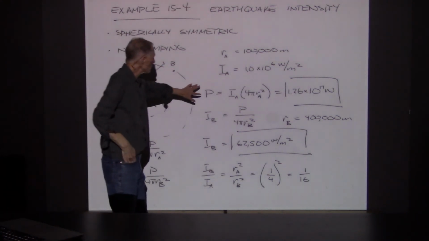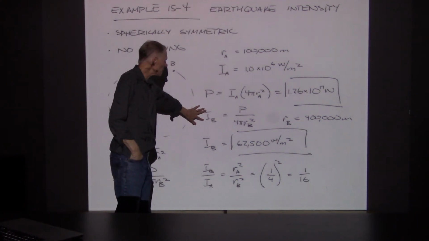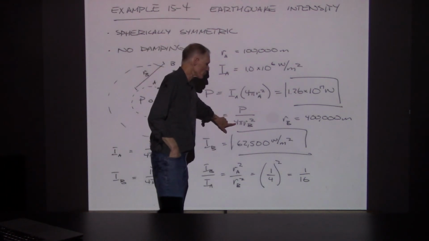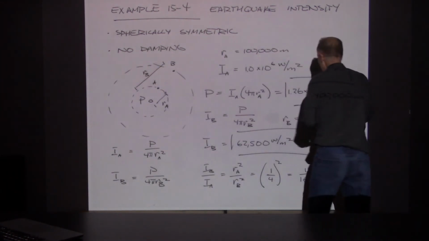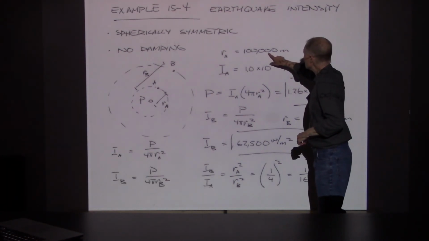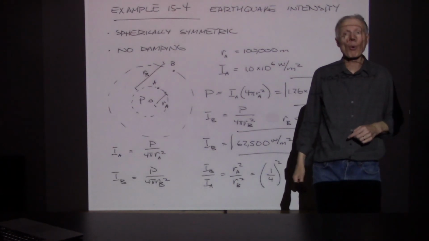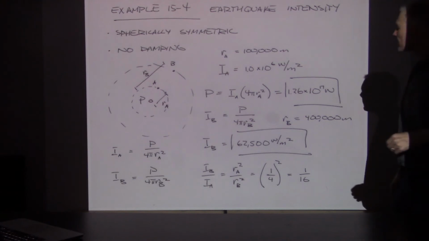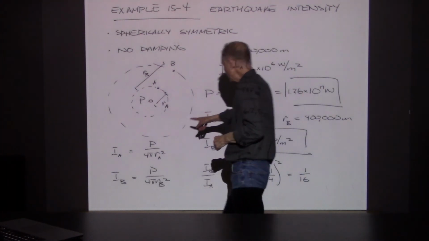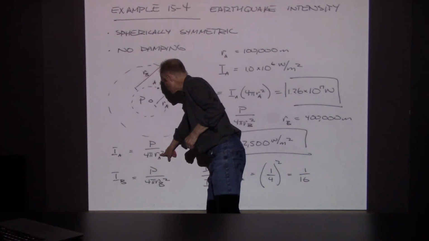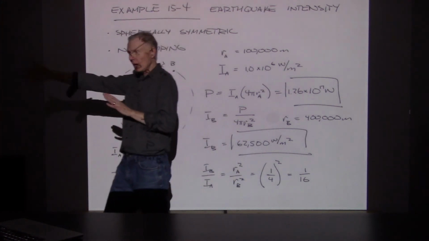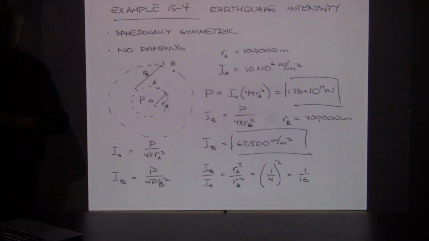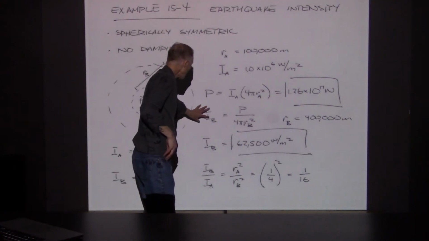Now that we know what the total power is, we can come back for point B and plug the numbers in. Now, you'll notice here that distance B and distance A are related by a factor of 4. And since the intensity is going to drop off like r squared, if I go 4 times as far away, it should drop off by a factor of 16. It should drop off by a factor of 4 squared. So let's take a look and see. I put the numbers in.